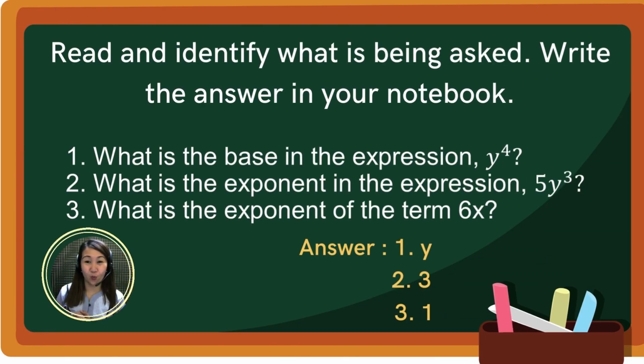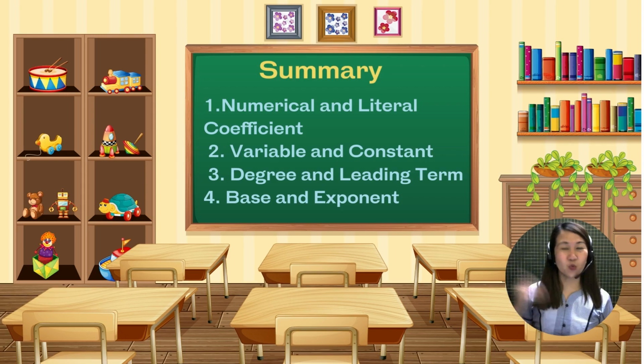If your answer in number 1 is y, and in number 2 is 3, and in number 3 is 1, then you got a perfect score. Congratulations! Let us summarize what we have learned for today.